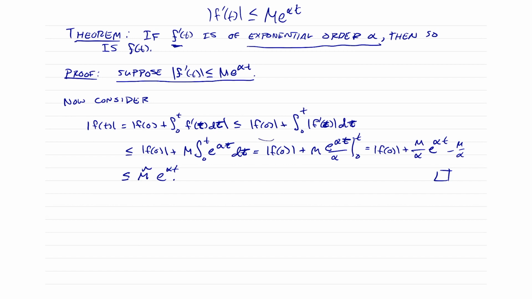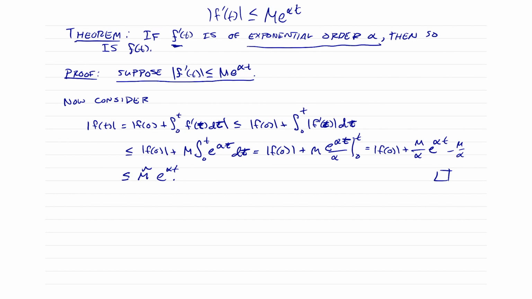Then we make sure we add on the positive f of 0 in absolute value. f of 0 might have been negative, for instance, and so this guarantees that we stay positive. This is called the triangle inequality. After that, we replace f prime of t with this bound from e to the alpha t, and then we can actually integrate that, and so we end up getting this. At the end of the day, we can bound these terms by some other constant times e to the alpha t, and this is what we end up getting.